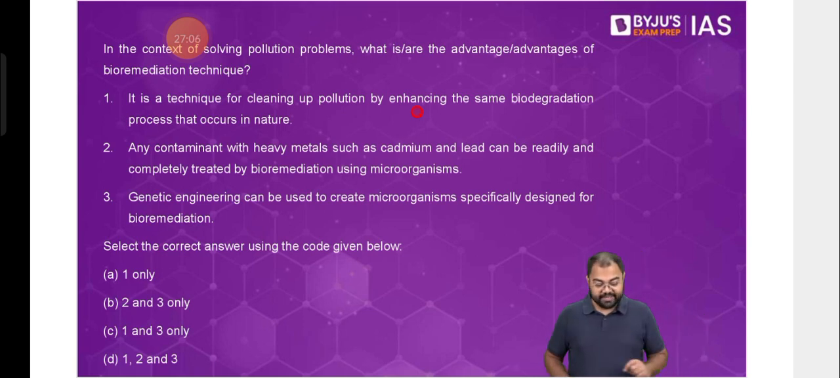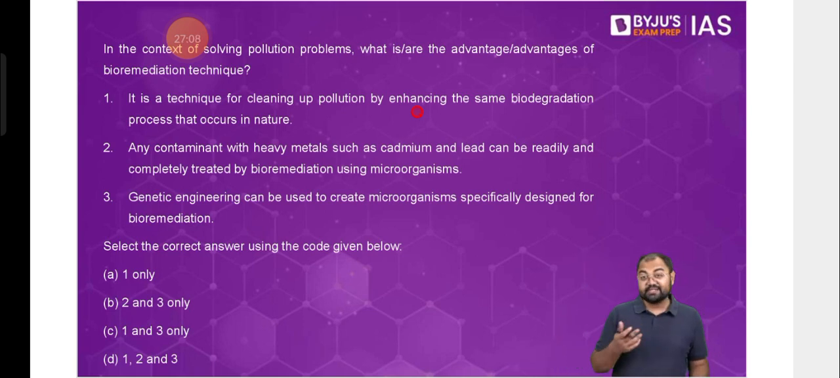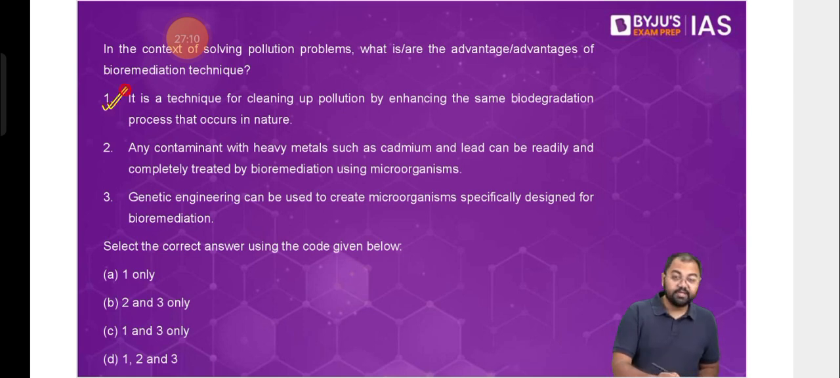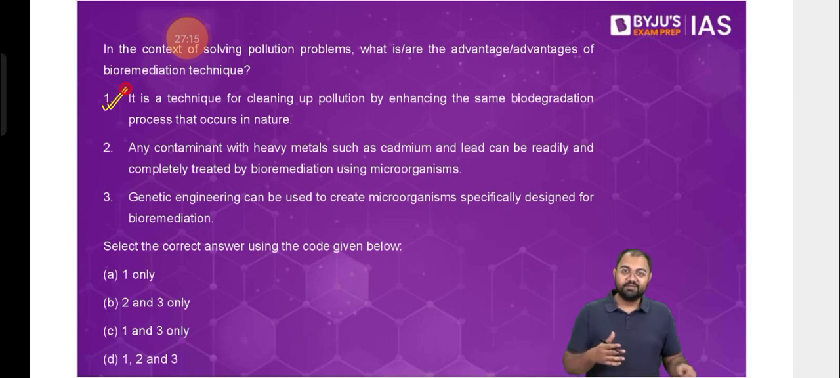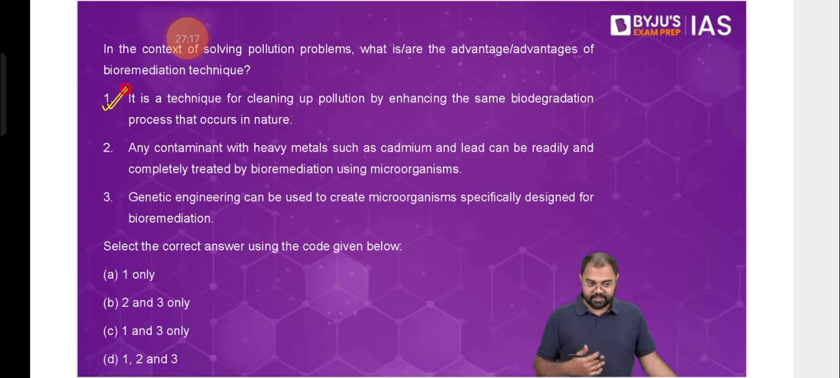So first statement says it is a technique for cleaning up pollution by enhancing the same biodegradation process that occurs in nature. So this is perfectly correct. This is what we are doing. That in case of, let's say, biosparging and bioventing also, we discuss the same thing. That although it would have happened naturally, you had the microorganisms present there, but we are trying to enhance the process. We are trying to quicken the process, and that is basically what the first statement anyway says.